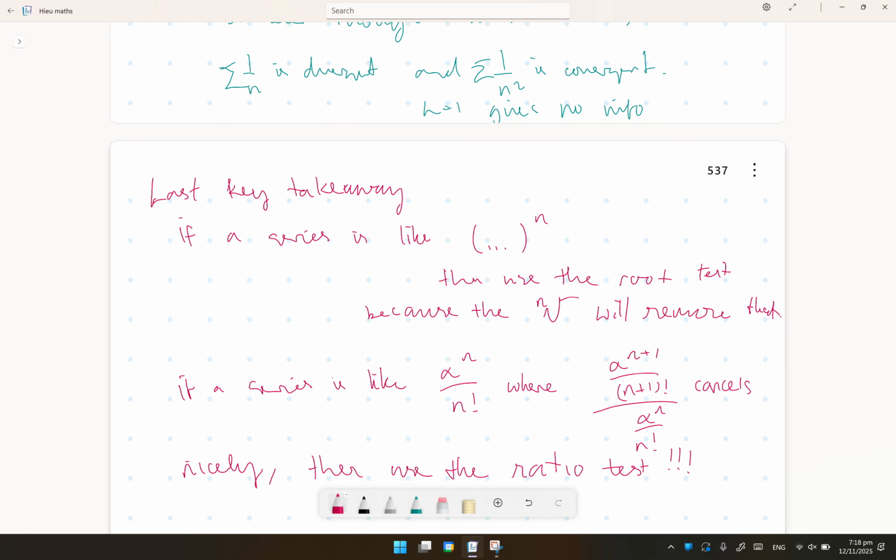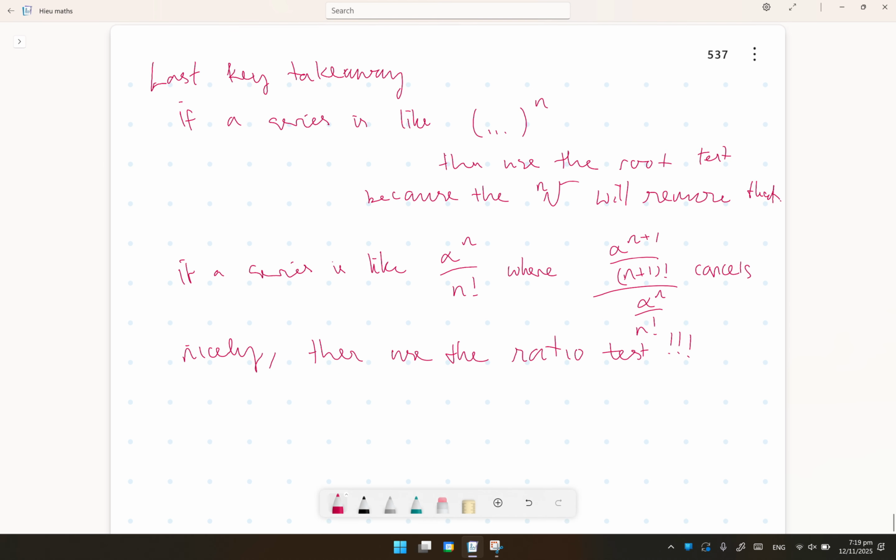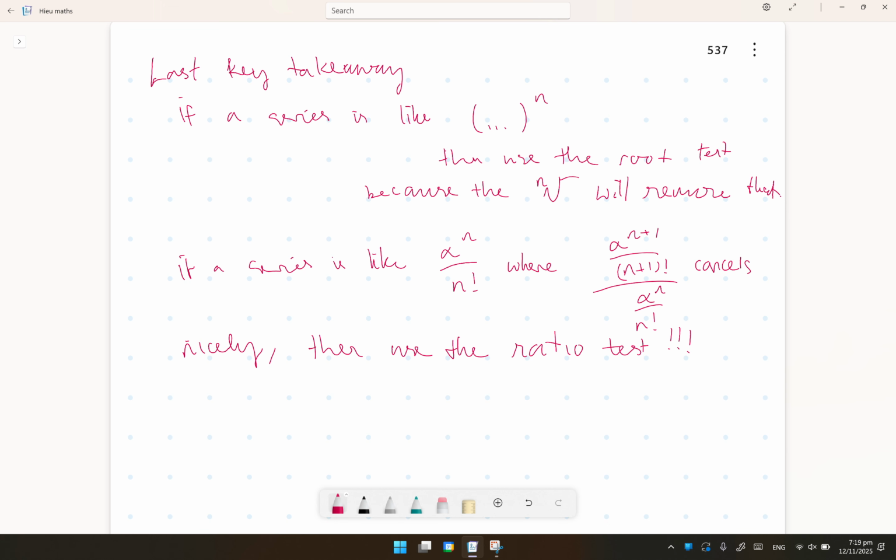And I just want to give you a key takeaway here: if a series is something to the power of n or something to the power of any factor of n, then you should use the root test because then you take the nth root, which removes the n. And when the series is like a fraction or something that you can cancel, then you should use the ratio test. But yeah, that's it.